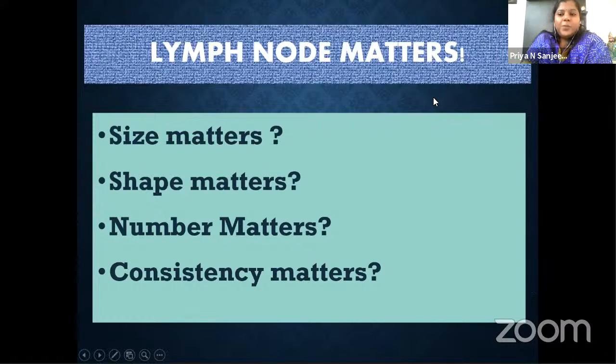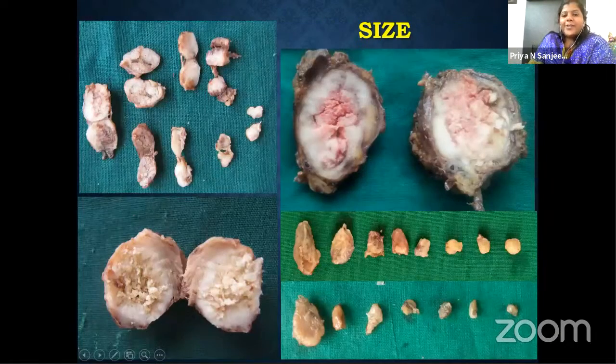Cervical lymphadenopathy refers to enlargement of the lymph node with respect to size, shape, number, and consistency. Let's look at some of the points pertaining to size. The lymph node size can be increased in reactive lesions and in neoplastic lesions. These are some of the lymph nodes resected from neck dissection specimens, and you can see the variation in the size.